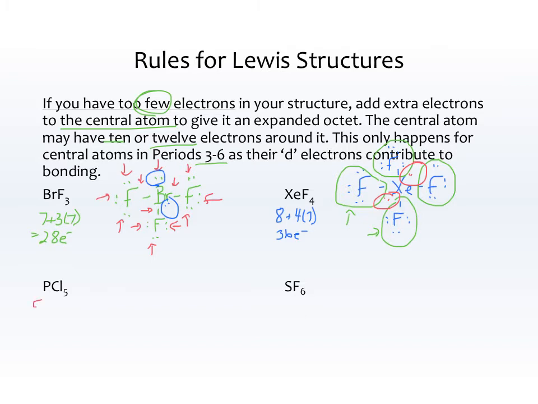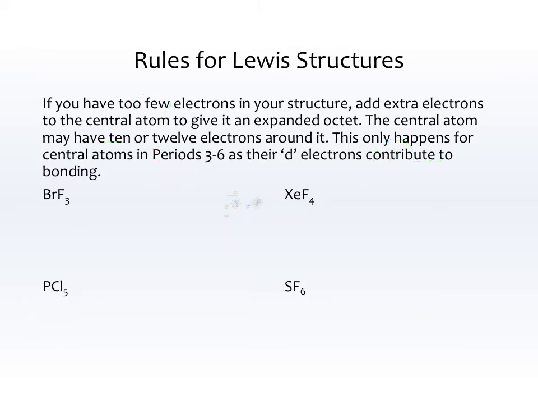PCl5: phosphorus has 5, plus 5 times chlorine, so 5 times 7 is 35, plus 5, which is 40 electrons. So we're going to put phosphorus in the center and Cl on the outside. There are 5 Cls. Everybody is going to get an octet. Dots everywhere. And now we're going to count what we have. This is 8, 16, 24, 32, 40. It's 40 all by itself.